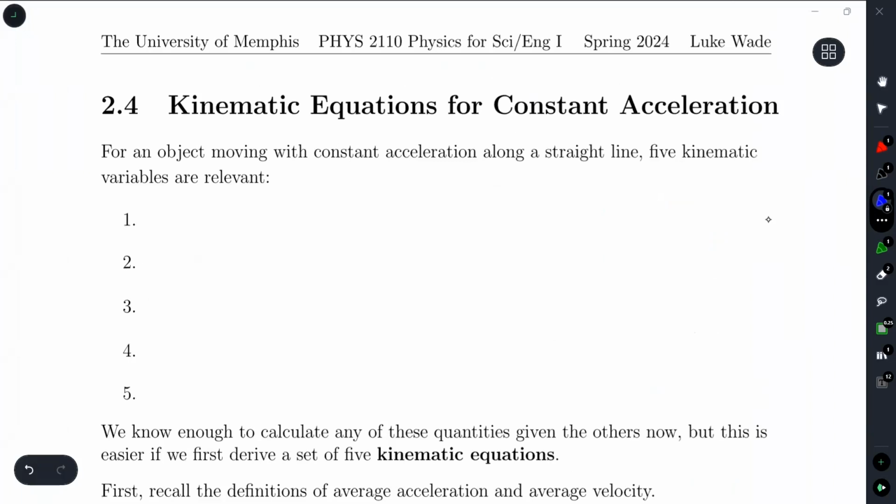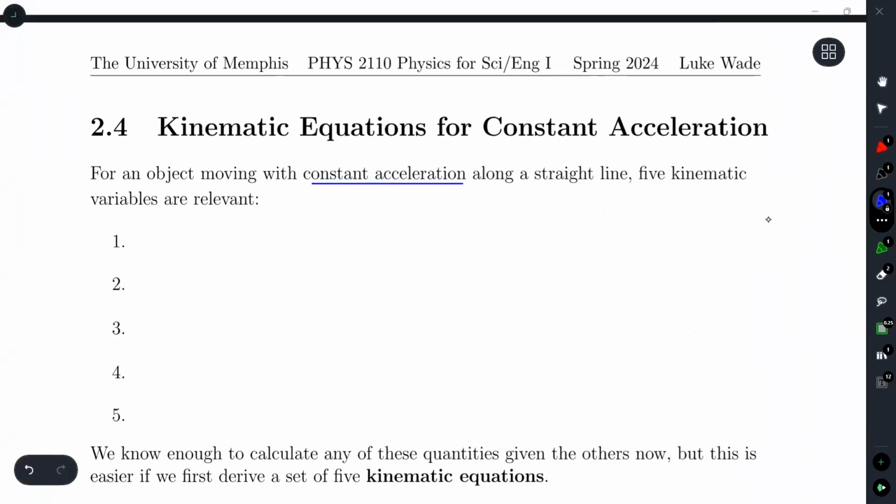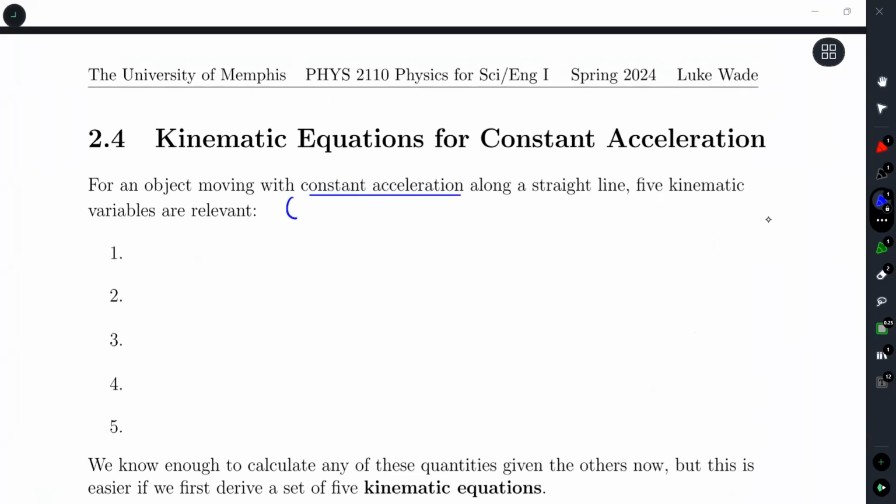All right, but we're going to mostly stick to constant acceleration. So remember this, it feels like a weird thing, constant acceleration, but it just means something's undergoing the same change in velocity each second.